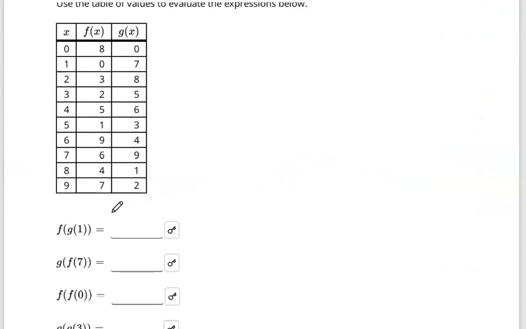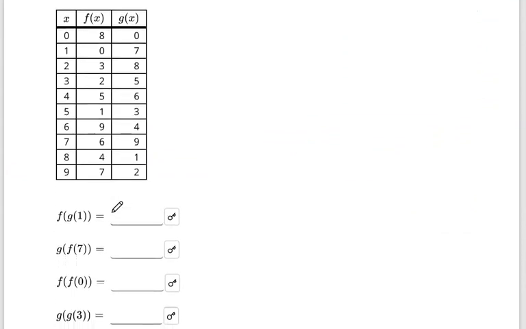And now we use our table to find the various values. We always find the inside value first. So g of 1, from our table, g of 1 is 7. And now we need f of g of 1, which is f of 7. Now f input of 7 gives us 6.